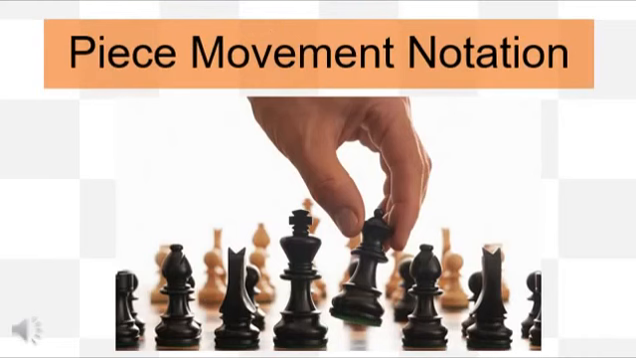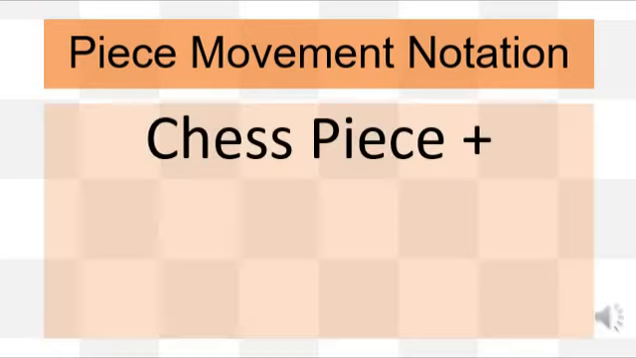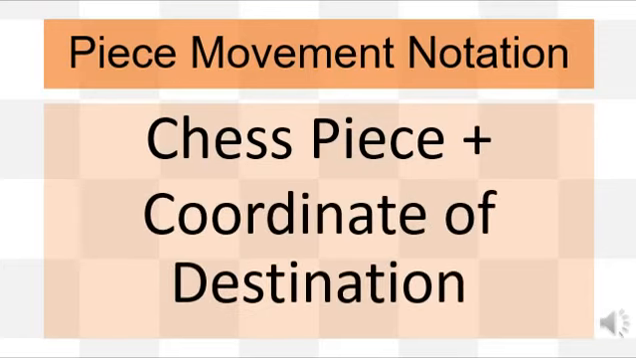Now that we understand the notation for the squares on the chessboard as well as the pieces on the chessboard, let's put the two together so that we can understand the notation for how pieces would move on a chessboard. There are two components to the notation of piece movement, and the first component is the symbol for the chess piece. The second part is the coordinate of the destination of the chess piece you are moving. There are no spaces or any other kinds of punctuation between the two.